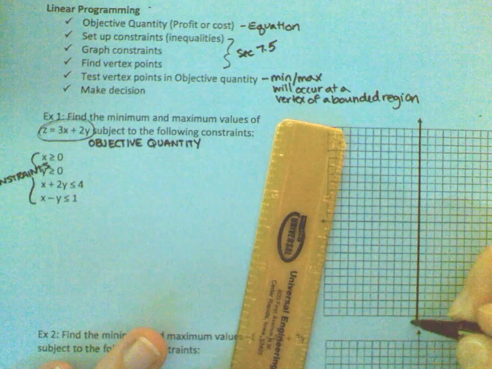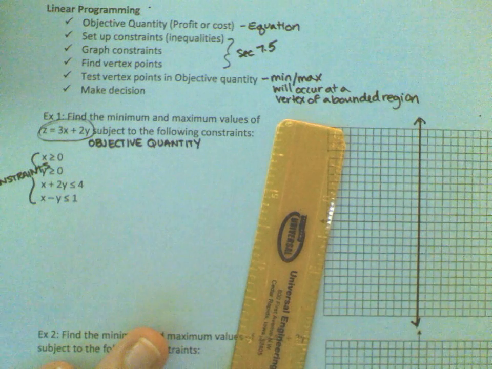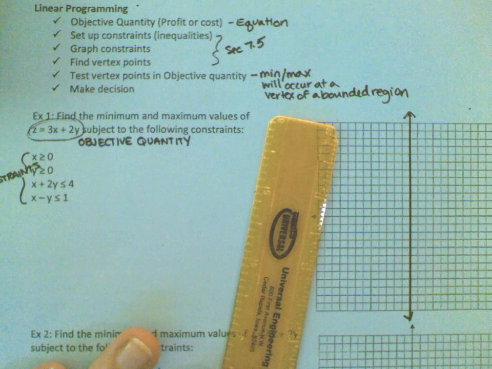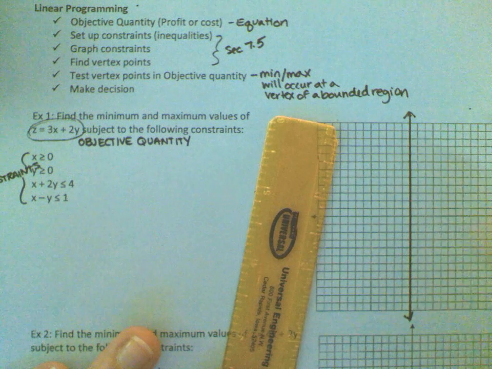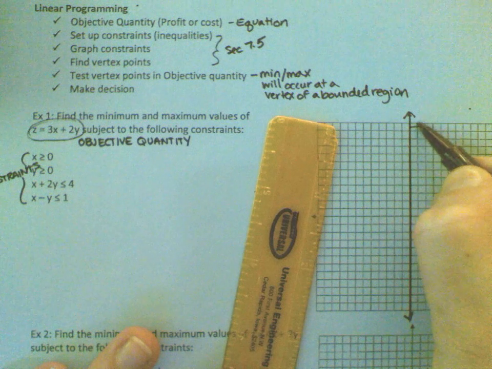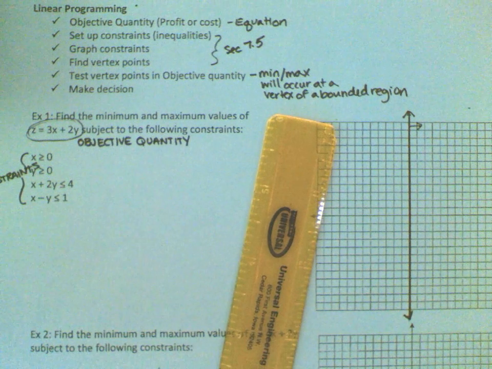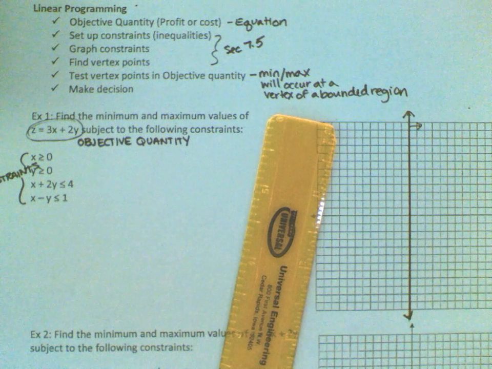Since it says x is greater than or equal to, in which direction would you shade? Towards the positive axis, which would be to the right. I'm not going to shade it because I'm working in pen there, so I'm just going to make a little arrow pointing to the right so I remember I'm shading to the right.